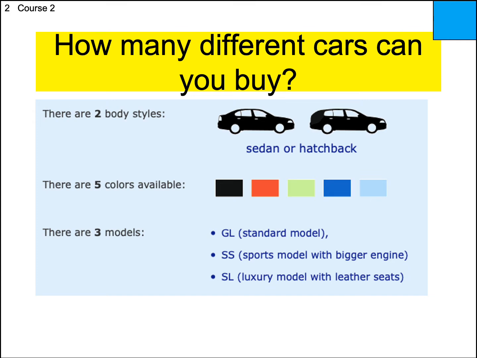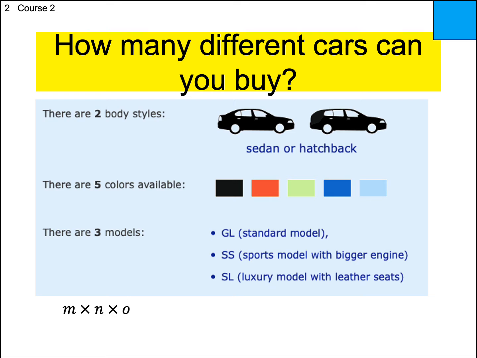So the counting principle can be continued. It's not always just 2 different tasks. Sometimes there are 3, 4, 5 tasks. In this case, if we were to pick a car, there are 3 things you have to pick. You have to pick whether you want a sedan or hatchback, then the color, and then the model, whether it's a GL, SS, or an SL. It's still the counting principle, so we just put another letter there, M times N times O, but it's the same principle. M will be the type of body style. So how many body styles are there?